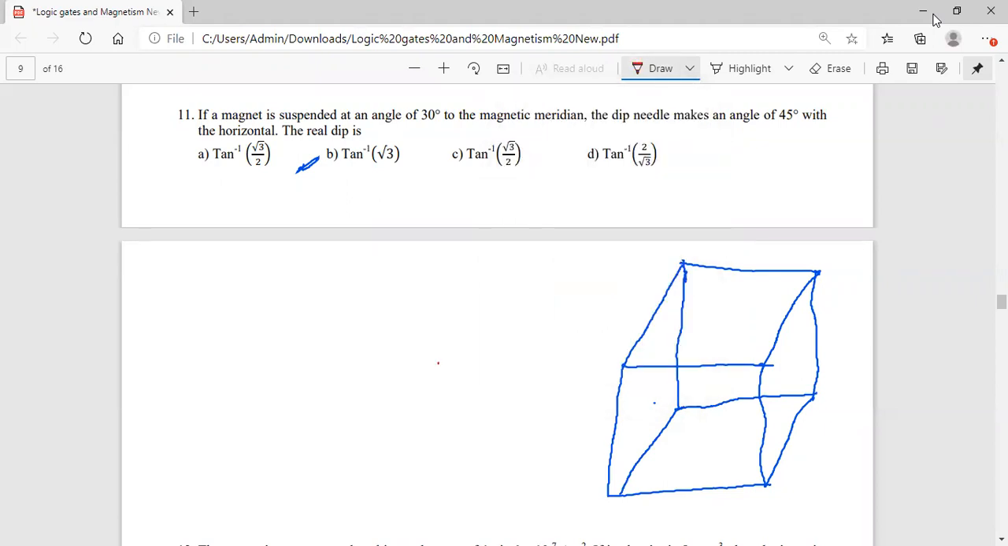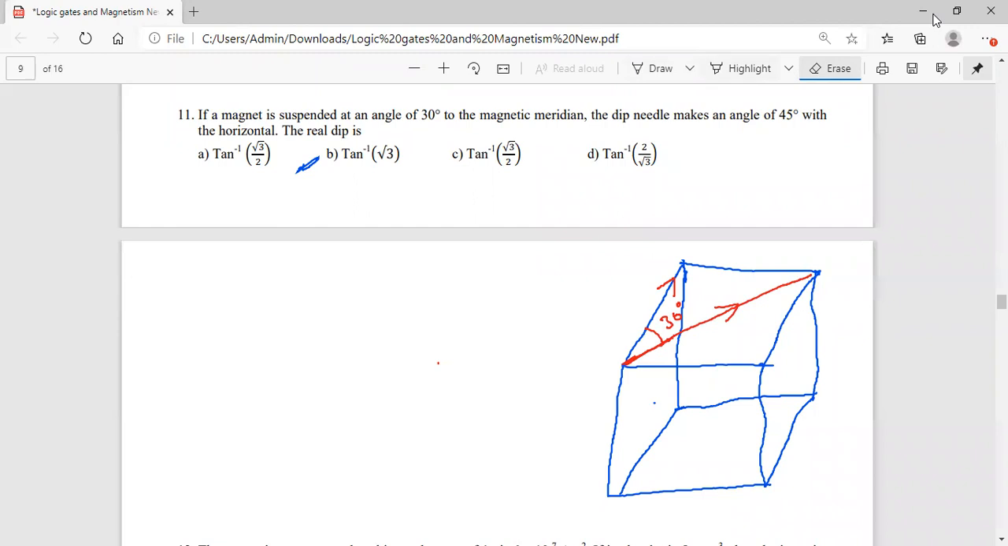Now, this is the true geographic north. But the magnetic needle is pointing in this direction. This is the angle made by the magnet. How much angle is it inclined to the magnetic meridian? 30 degrees.